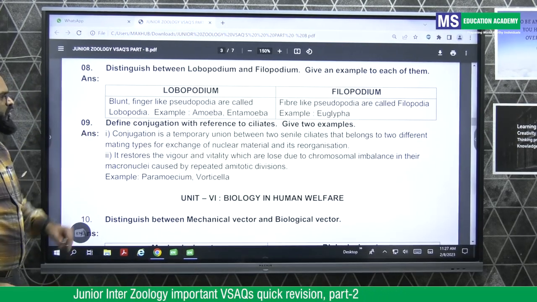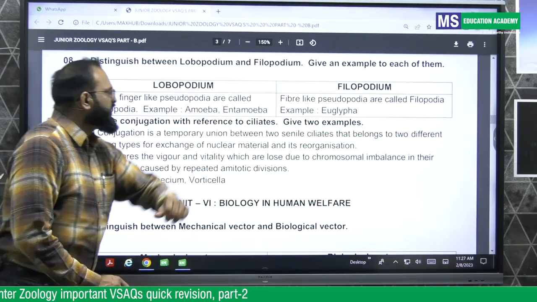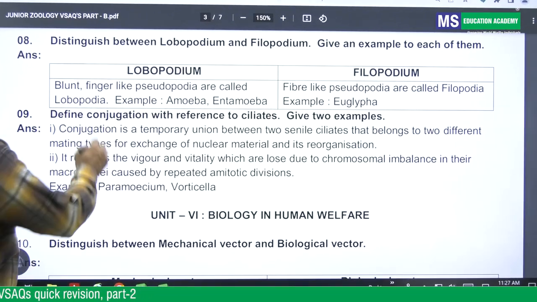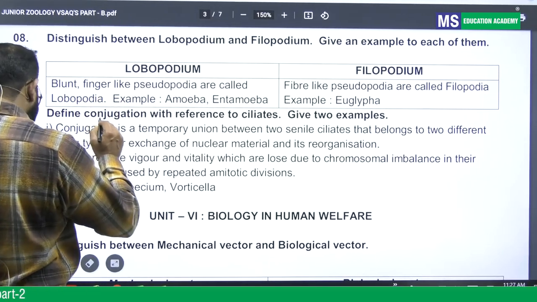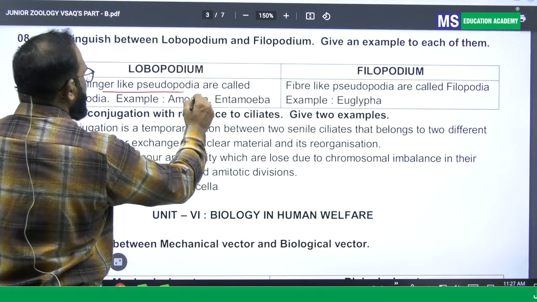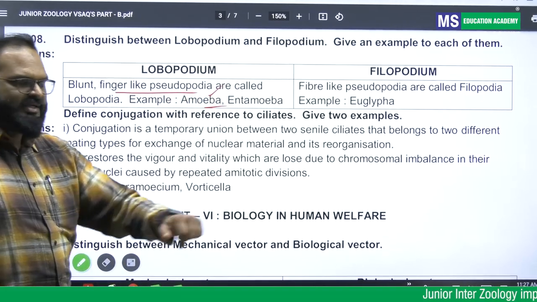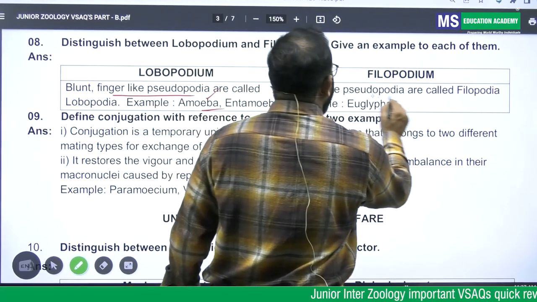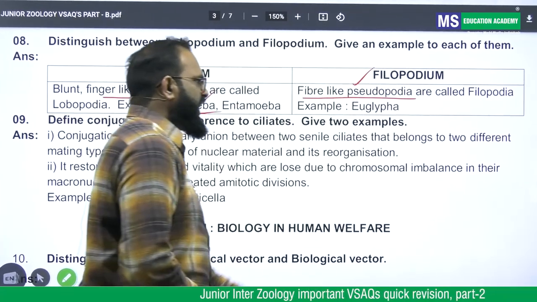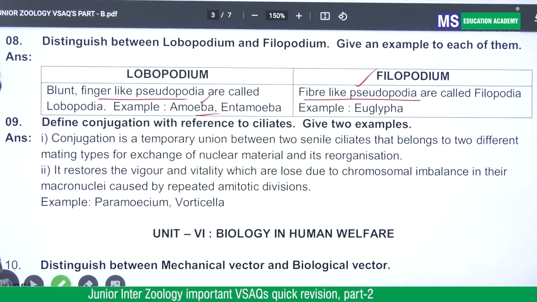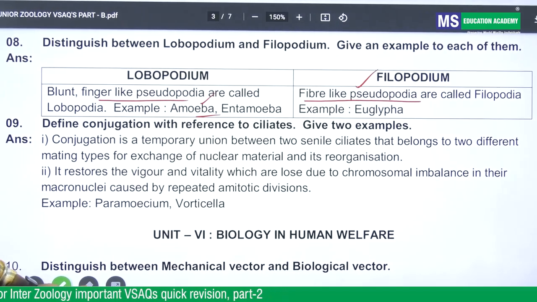Now, coming back to the difference between lobopodia and filopodia. Lobopodia are blunt finger-like pseudopodia, example Amoeba, Entamoeba, as I just explained. Filopodia are fiber-like pseudopodia, example Euglypha.